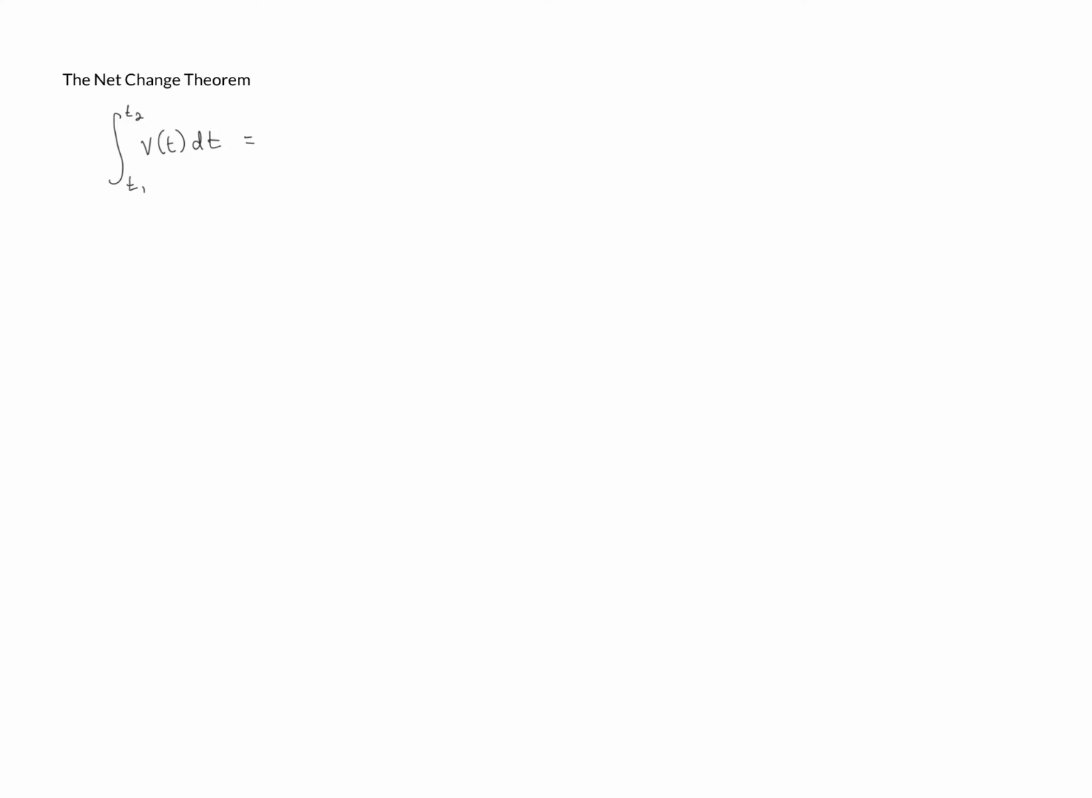well, we know the antiderivative of velocity is the position function, and so this is going to be the position at time t sub 2 minus the position at time t sub 1, because, again, position is the antiderivative of velocity. This is what we get when we apply the fundamental theorem of calculus part 2 to a velocity function, so long as it is a continuous function on the given interval.